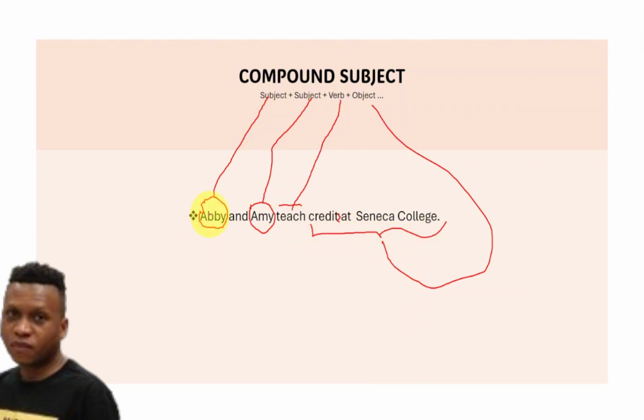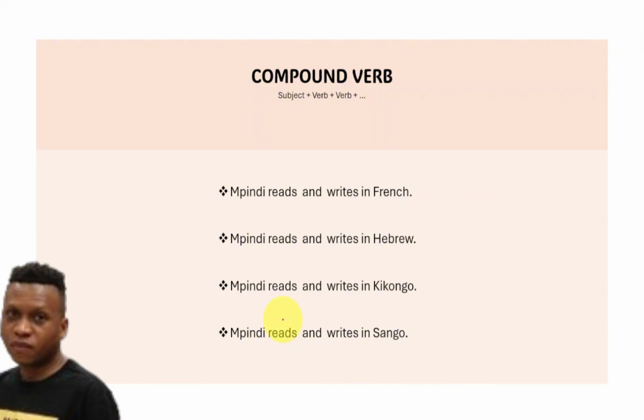Okay? Because Abby is a subject, Amy also a subject. That's why we call them compound subject. Compound means like two or three stuff here, okay? Not one, but we have like two. That's why we say compound subject, because we got two. We have Abby is one, Amy is two. Okay? Now, compound verb. We have one subject plus verb plus verb.